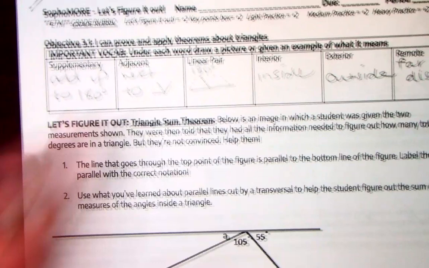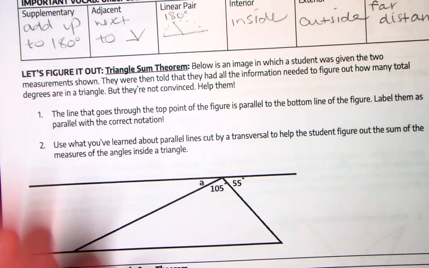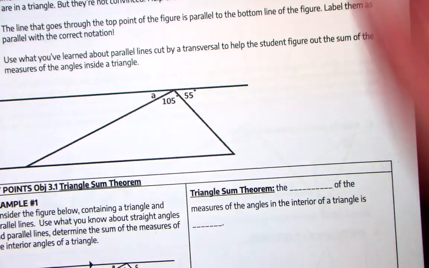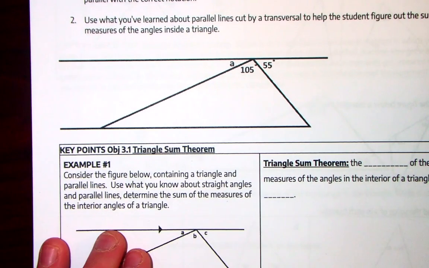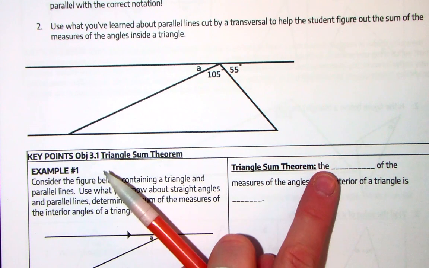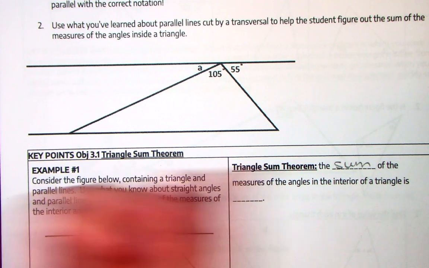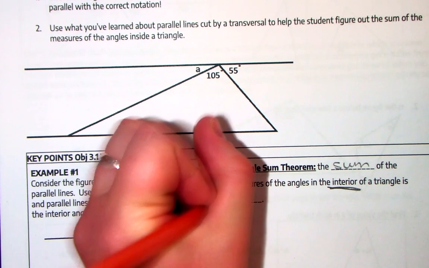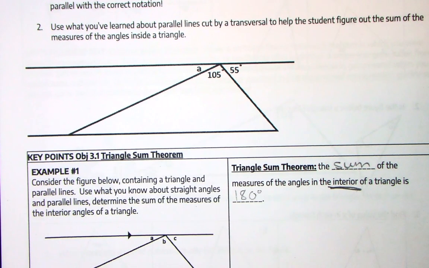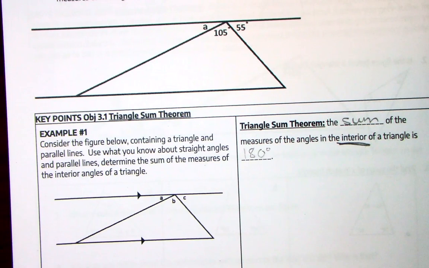Cool. So we're going to talk about 2 things. The first is the triangle sum theorem, and in class we did a little activity to discover what that is. I'm going to sum up what we discovered here in our key points box. The triangle sum theorem says the sum of the measures of the angles in the interior of a triangle is 180 degrees. So the 3 angles inside a triangle will always add up to 180 degrees. And I'll show you why.